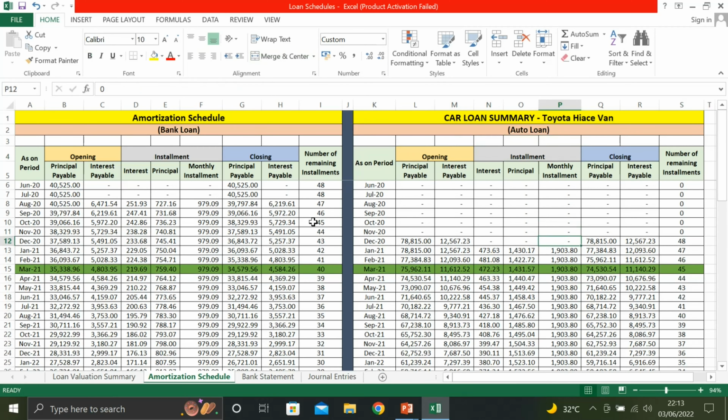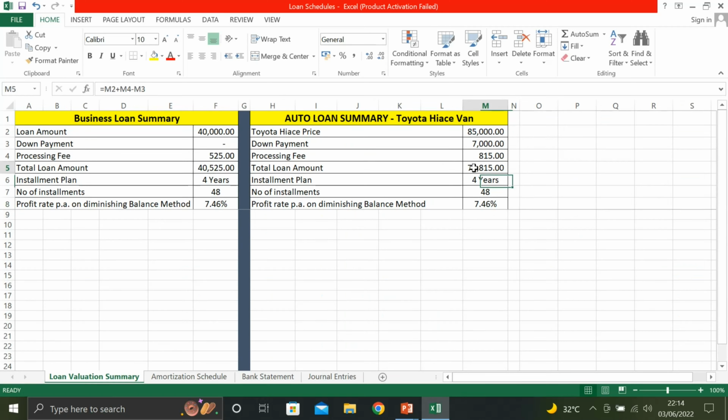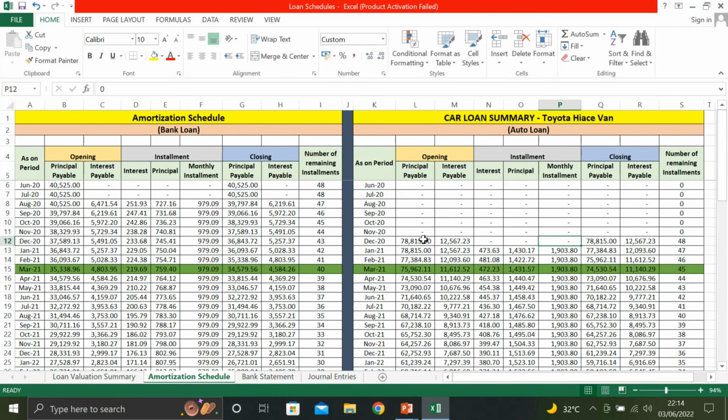Similarly, this is for the auto lease contract. As in the loan valuation summary we see how much we took the loan, 78,815. So this 78,815 is here. In December 2020 we signed this lease contract, we got the van, and then in January we paid the first installment. So after making this installment payment, this is 47. So this summary is providing you the information how much interest you need to record every month, and how much principal payment you need to record for the loan.